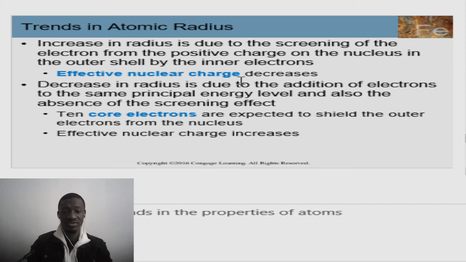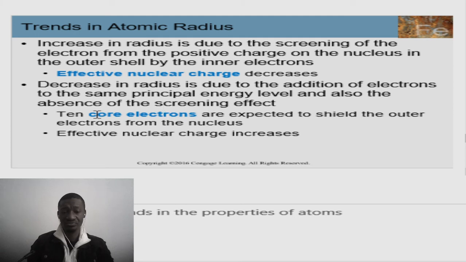So the decrease in radius is due to the addition of electrons in the same principal energy level, and also the absence of the screening effect. The idea of screening is the layering or the covering of one on the other, because you have more and more orbitals laying down the shell. So a screen has been created around those planes, and hence you have that layer around that forms the sphere.